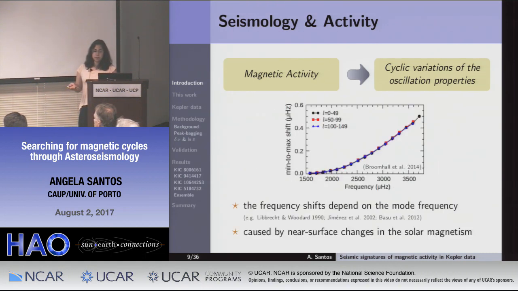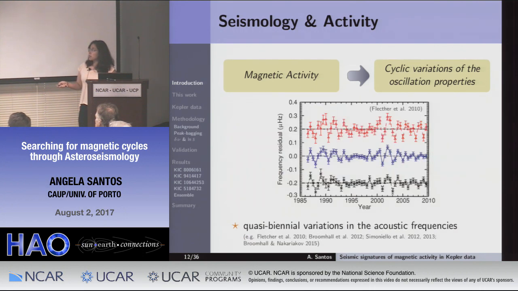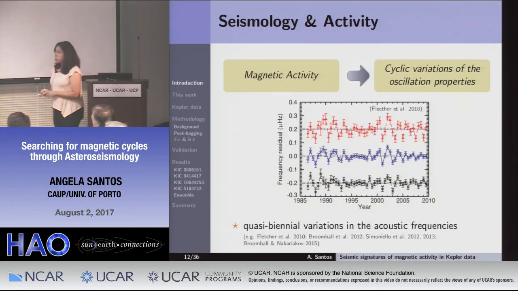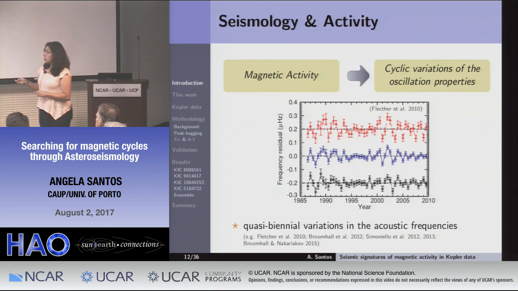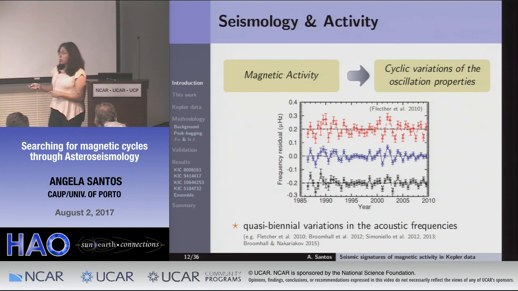It is the same as here, but basically they took different frequency ranges: low, mid, and high. They are displaced here just to illustrate, but these are the frequency residuals for the different frequency ranges, and the amplitude does not vary much.